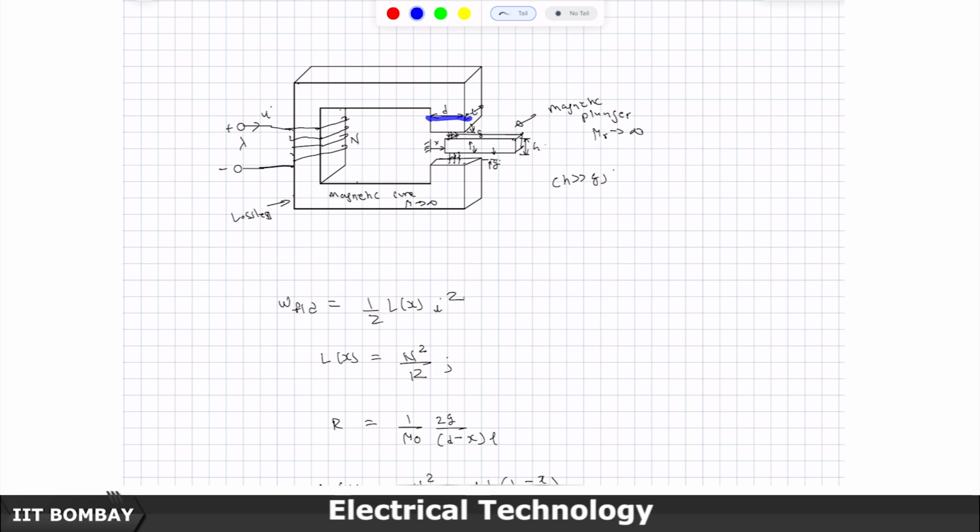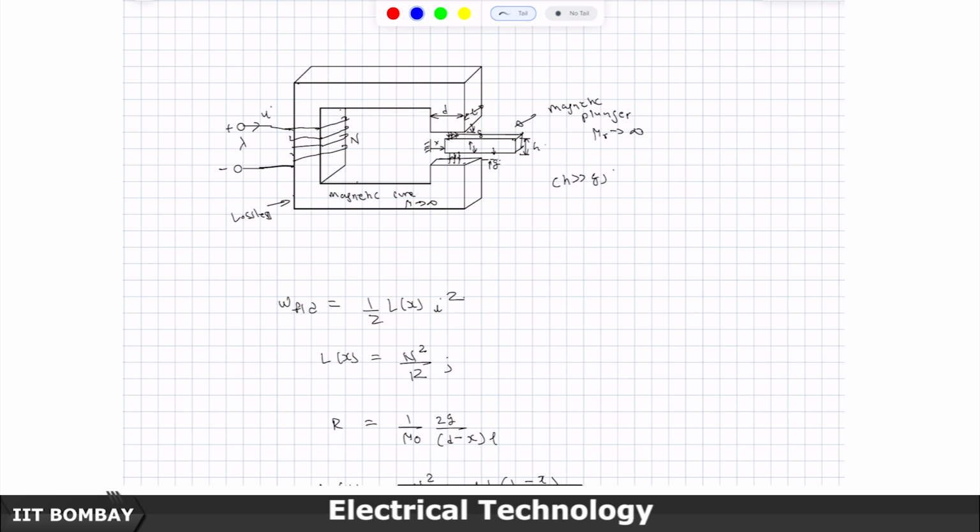Dimensions are shown here: this is D, this is L, this is L, and there is an air gap of G here and an air gap of G here. Now, when I excite this and start pushing the current, it will try to pull this plunger in. That is the action which is going on.